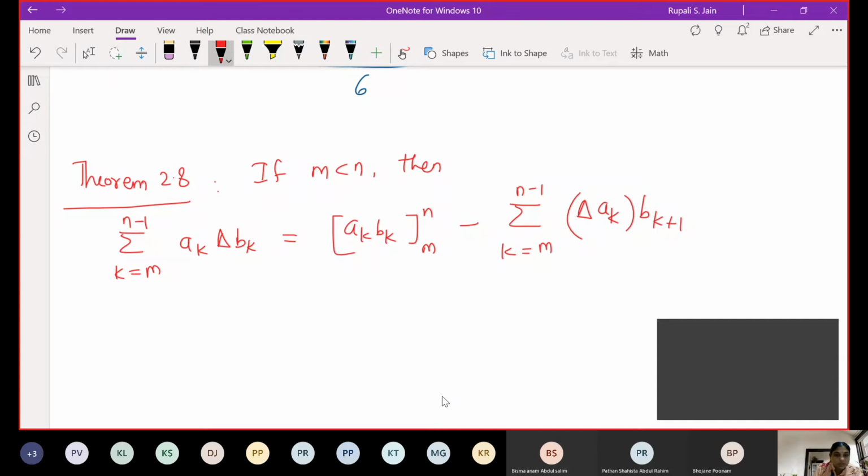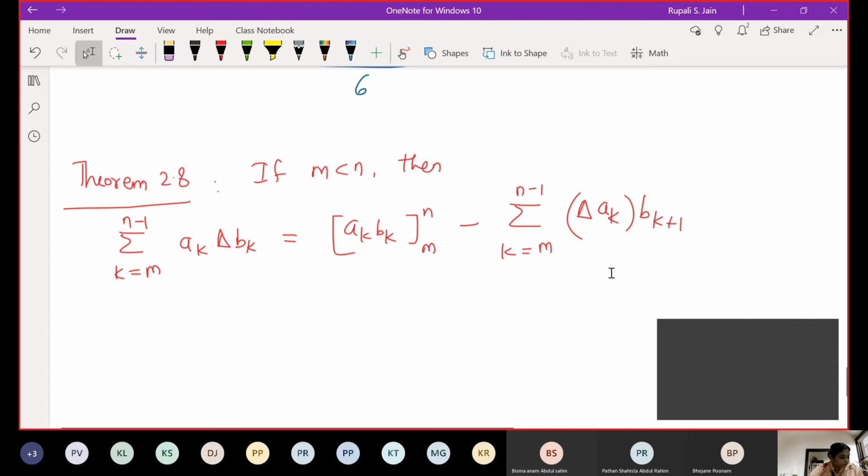So this is the summation by parts formula for definite sum. It is of that form. We want to prove that if m is strictly less than n, then the summation for k equal to m to n minus 1 of a_k delta b_k can be written as a_k b_k from m to n minus the summation for k equal to m to n minus 1 of delta a_k and b_(k+1). Okay, we want to prove this now.